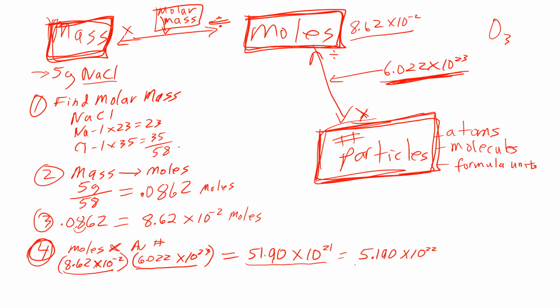Okay, this is the final answer for this one. So in 5 grams of sodium chloride, you're going to have this many. Wow, this is 1, 2, 3, and then 19 zeros after it. That many formula units of sodium chloride. Wow. We're going to go on to the next slide.